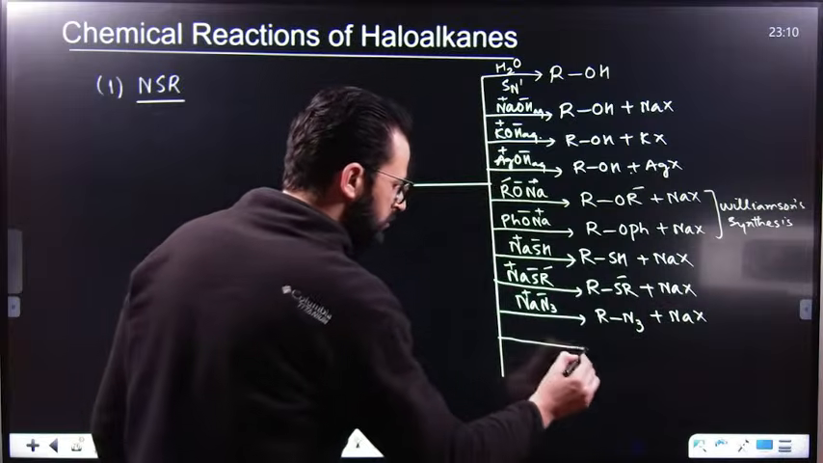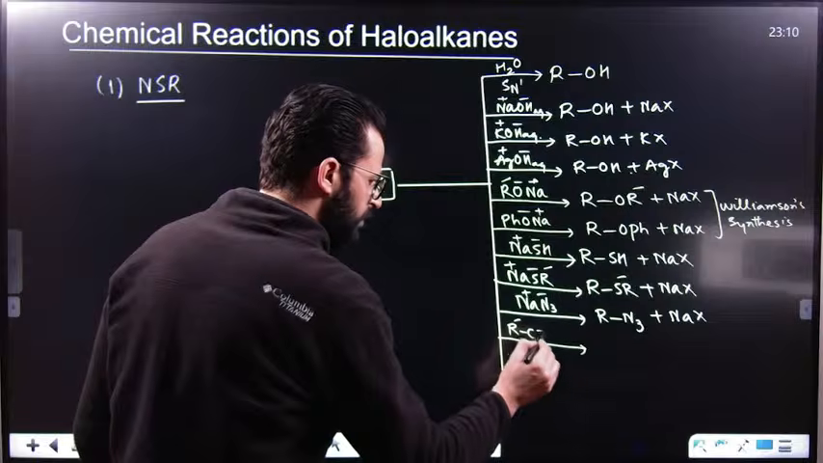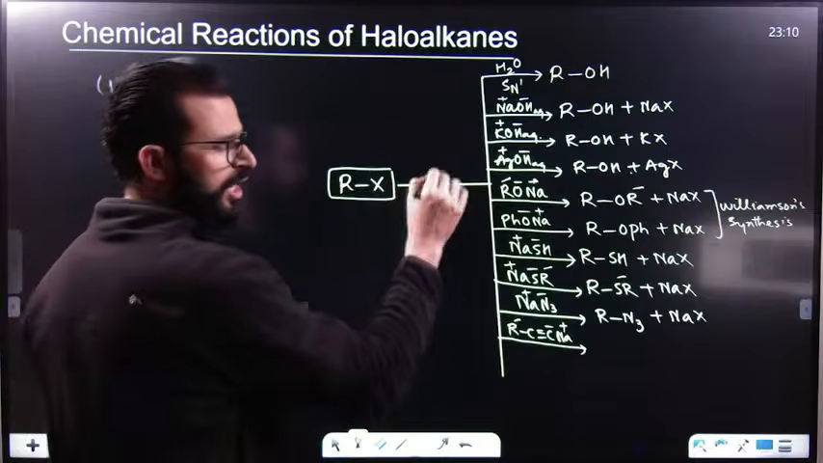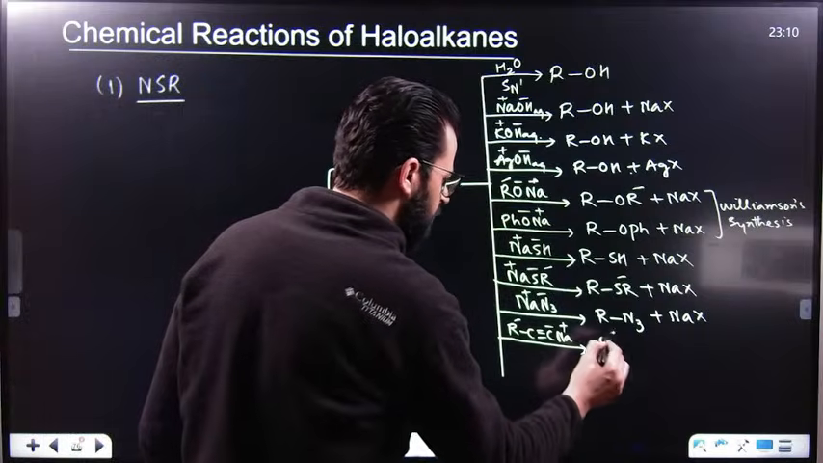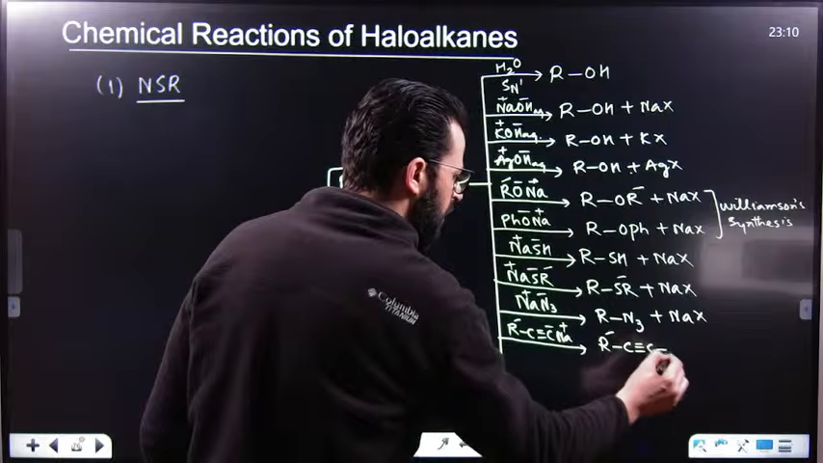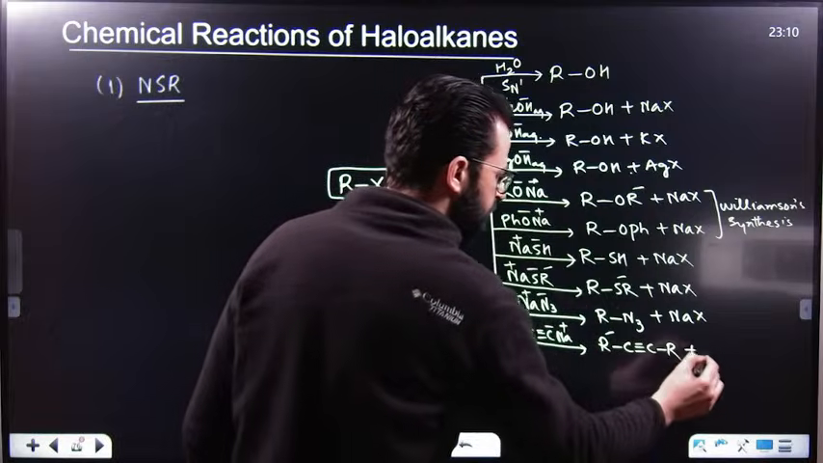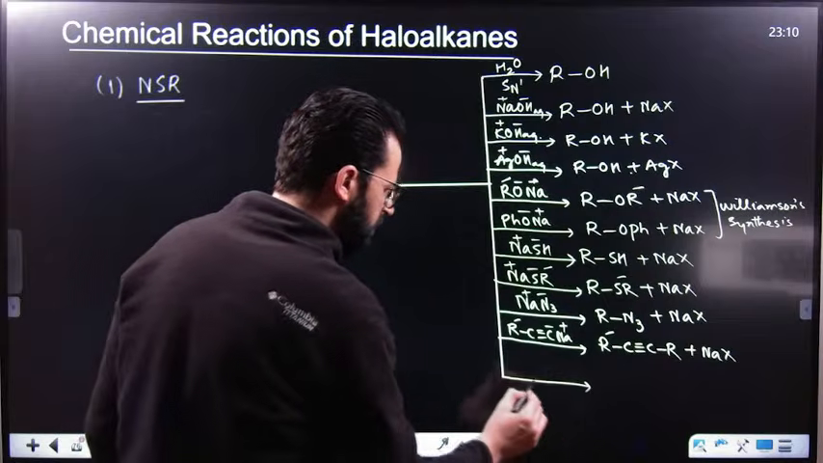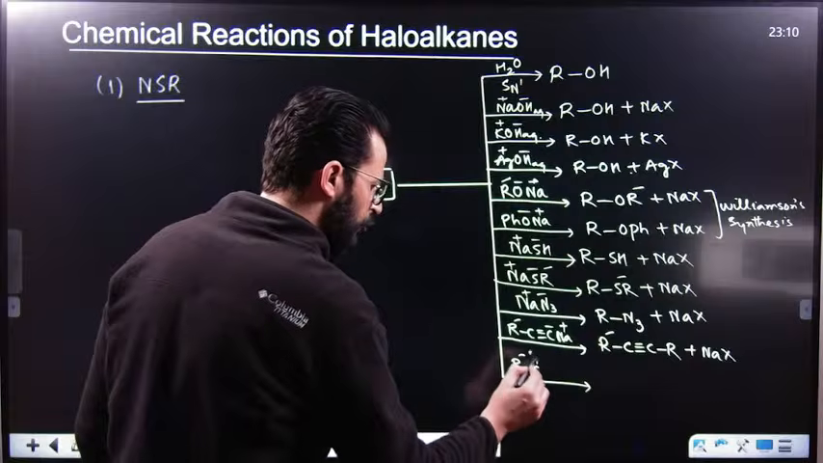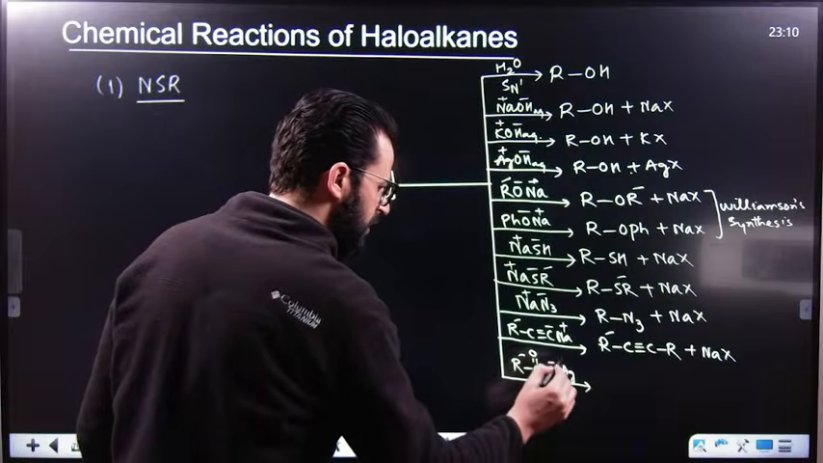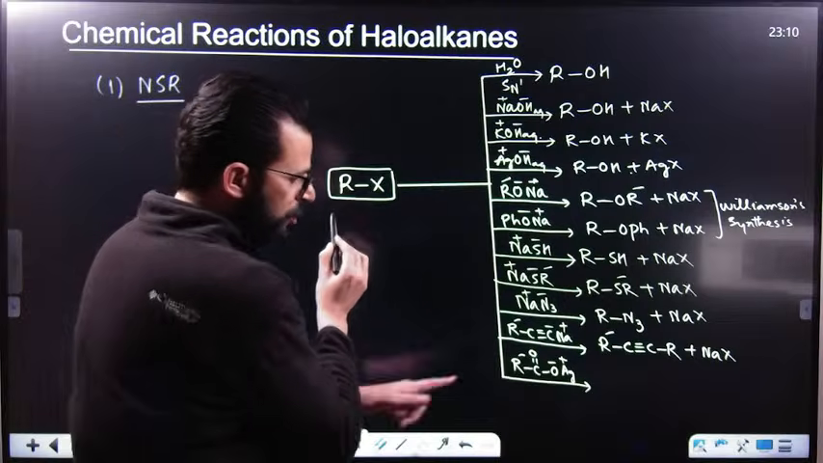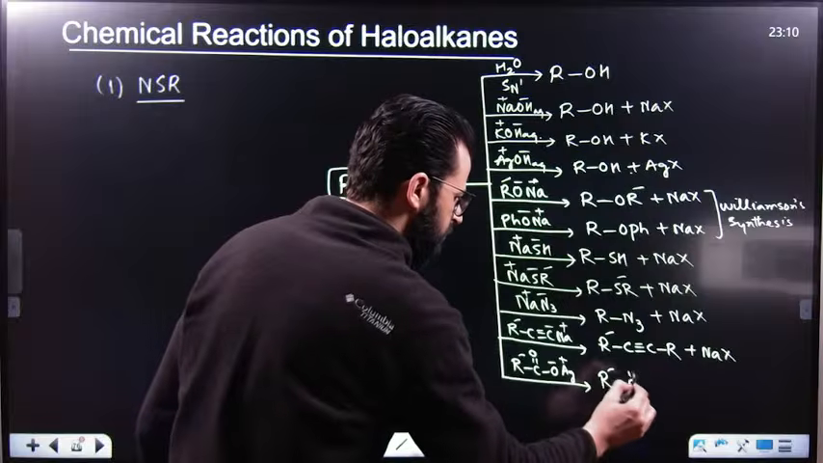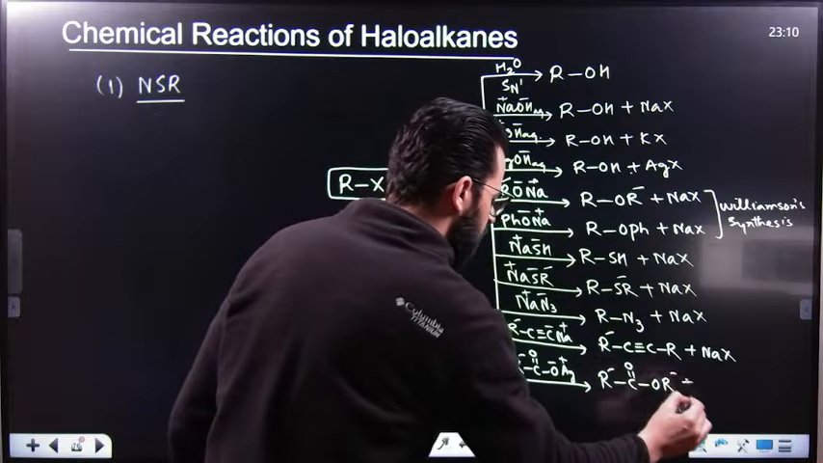If you write R prime C triple bond C having a negative charge, so sodium alkynide, this negative part will attack R and X will leave. So it will result in the formation of R prime C triple bond C R, after that NaX. If you write another reaction like R prime C double bond O OAg, silver salt of carboxylic acid, negative and positive, this negative will attack over this, so this will become R prime C double bond O and this R. That means ester will be formed, plus AgX.